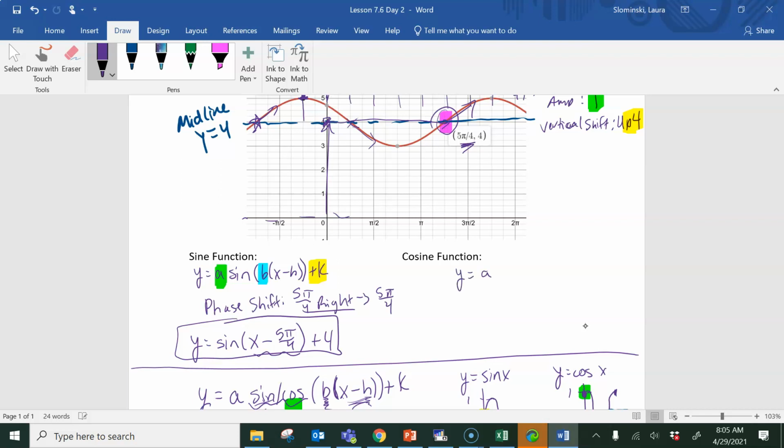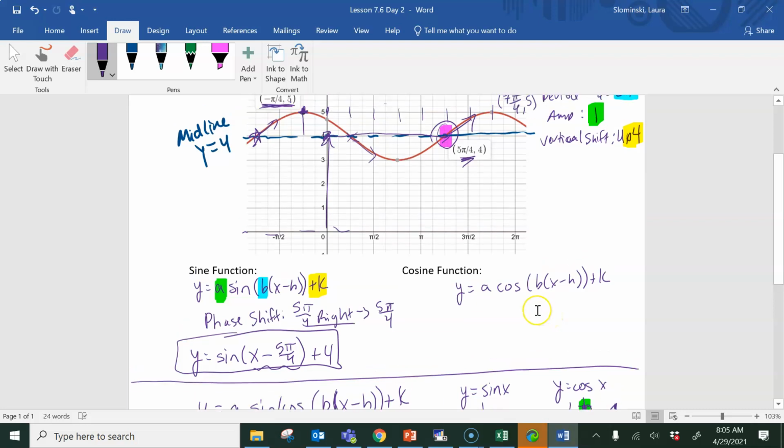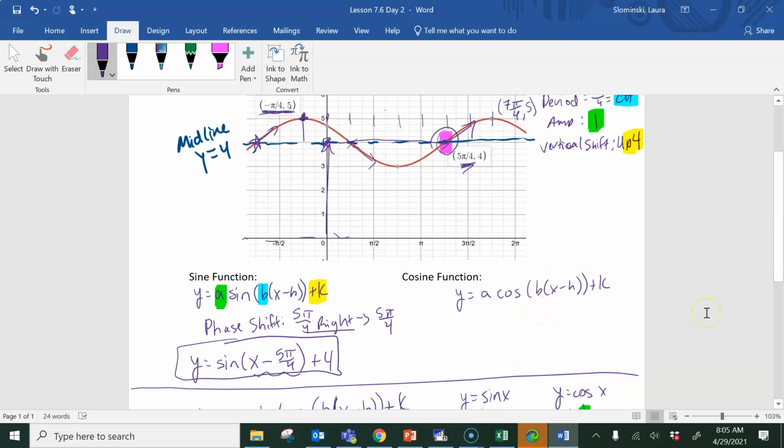Now I want you to try the cosine function. It's very similar, but you have to have a different starting point. So pause the video, see what you come up with, and then check it. All right, so you should have gotten your a, b, and k to be the same. a and b are 1, k is still plus 4. The only thing that's different is the phase shift.